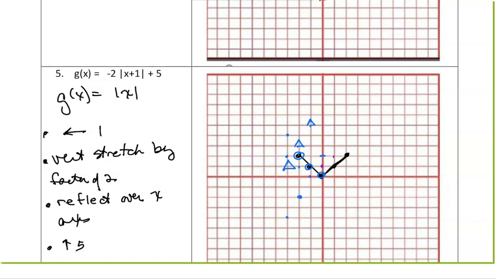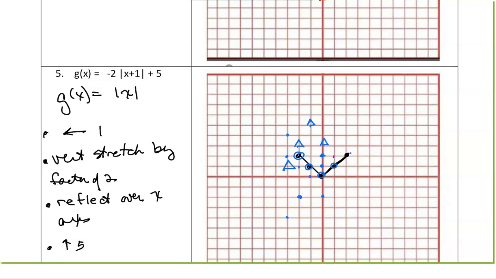Okay, so I have a couple more to do, a couple more points. I'm going to grab this little point, and I'm going to say, okay, given that point, what should I be doing? I'm going to go to the left 1. That puts me right here. I'm going to multiply that 1 by 2. That puts me right here. I'm going to flip that over. That puts it right here. And then I've got to go up 5. 1, 2, 3, 4. Right here is 5.